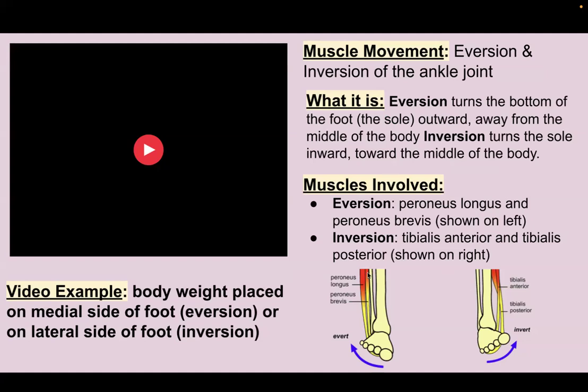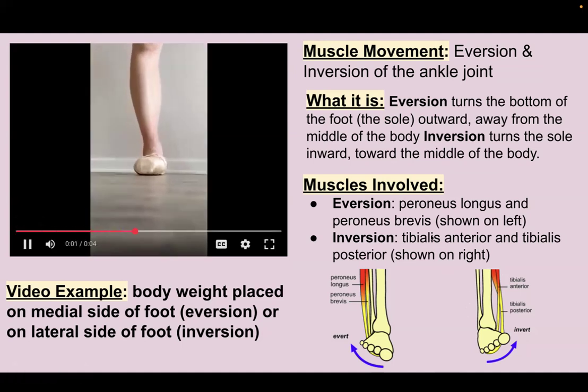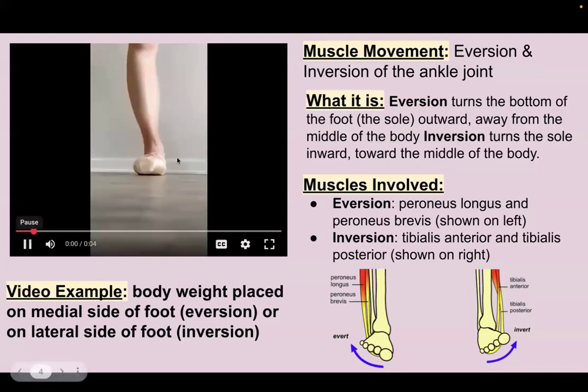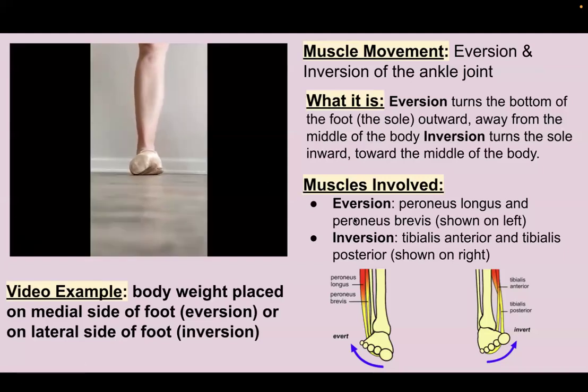These are shown on the left, so notice that these muscles are on the lateral side of the lower leg. And then for inversion, shown on the right, we have the tibialis anterior and the tibialis posterior, which are on the medial side of the lower leg. As you're inverting, those are the primary muscles that are contracting to make that muscle movement happen. In this video example, we have the body weight being positioned on the medial side of the foot for eversion and then on the lateral side of the foot for inversion.